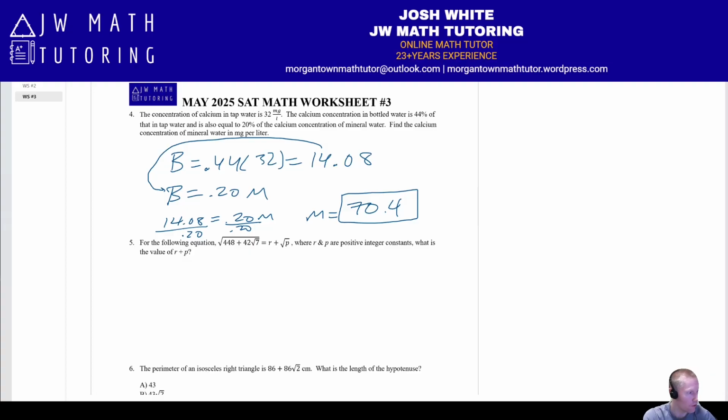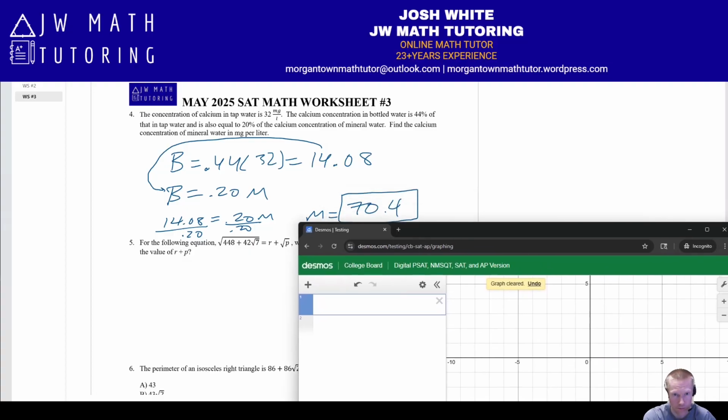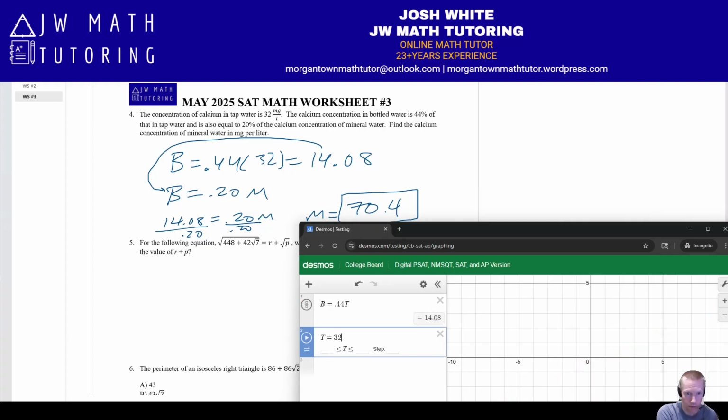Now, let's see how you could do this entire thing in Desmos. So, first thing I'm going to set up is the relationship between the bottled water and the tap water, just like I did writing it out by hand. Then I'm going to define the tap water to have the 32 milligrams per liter, no units of course. And then lastly, you can just do a regression for the bottled water related to 20% of mineral water.